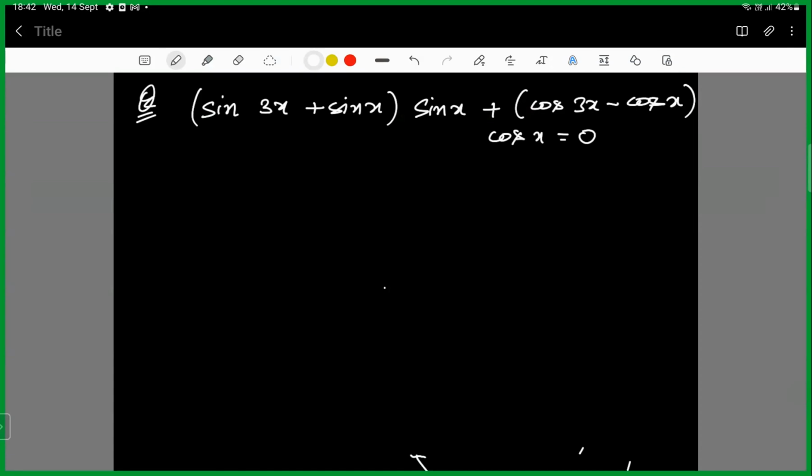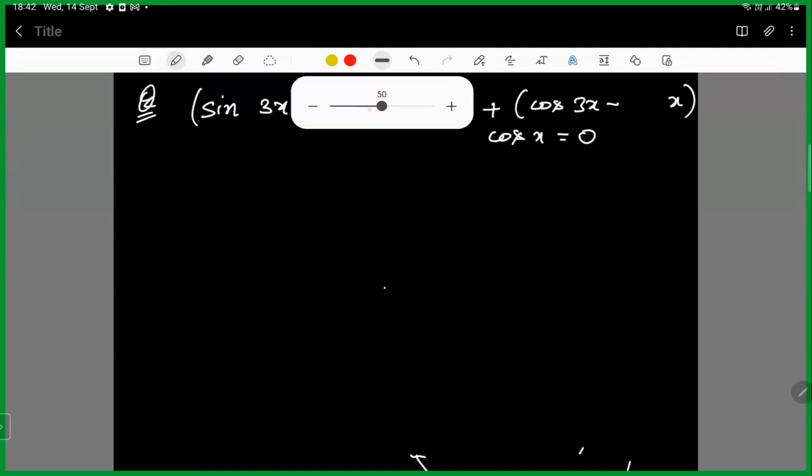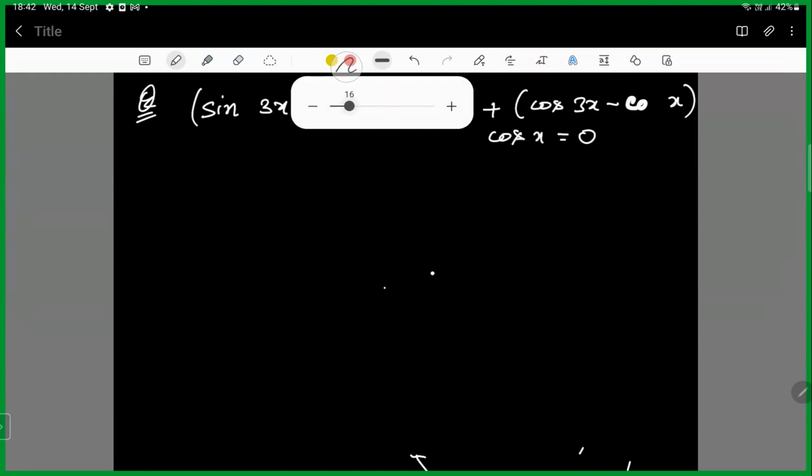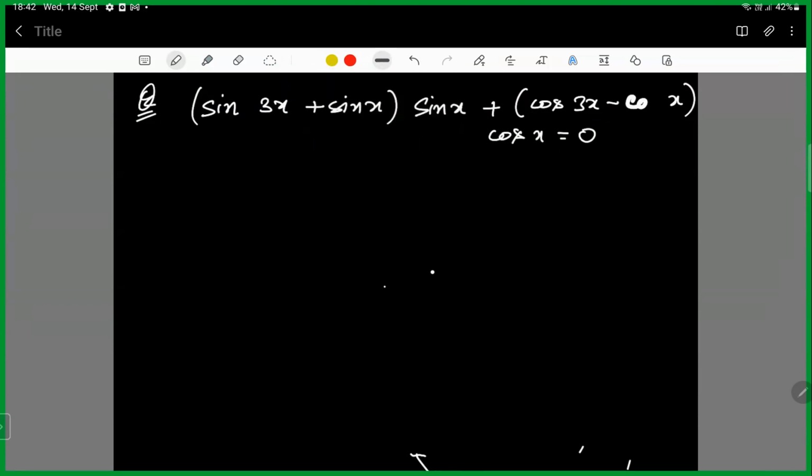Oh, okay. I think it's not projecting properly. What is it? Cos x. So I decrease the size, right? Where is it? Cos x, okay? So cos x is multiplied by this entire term.